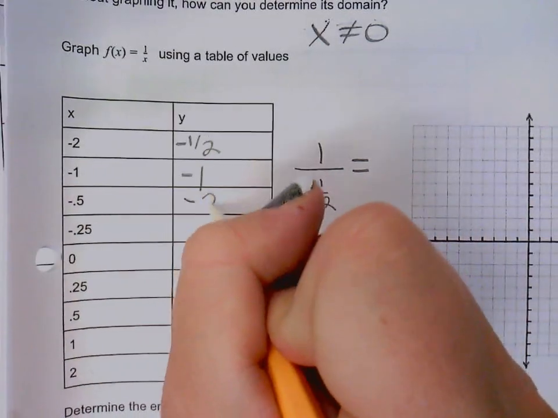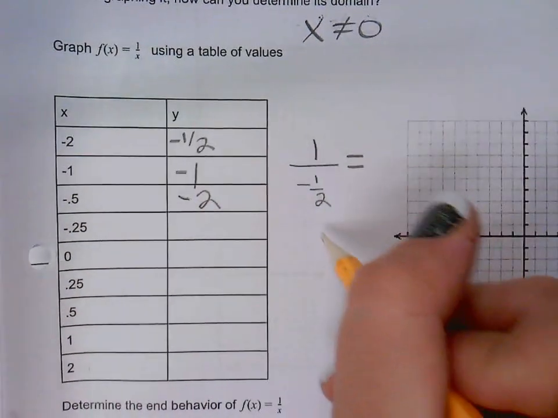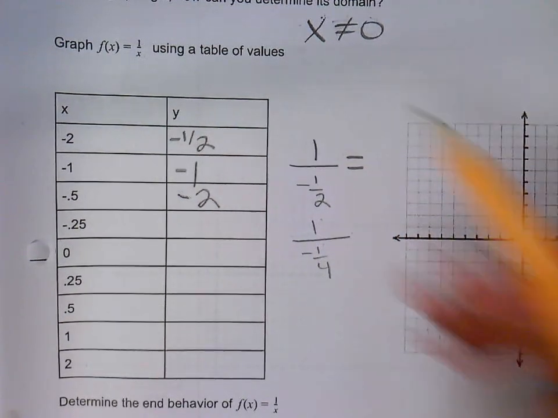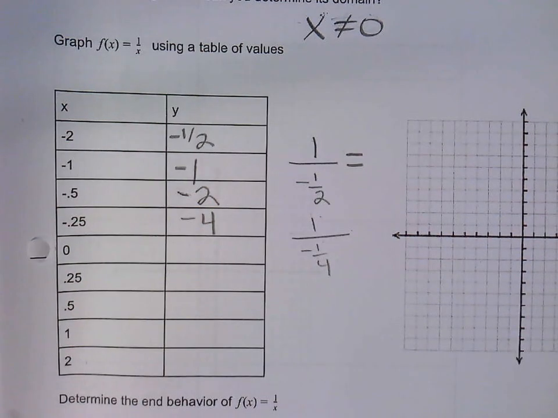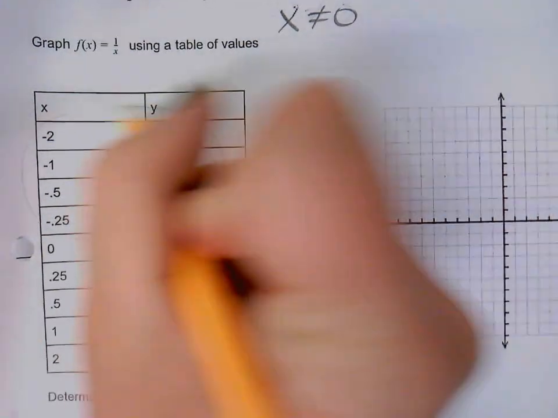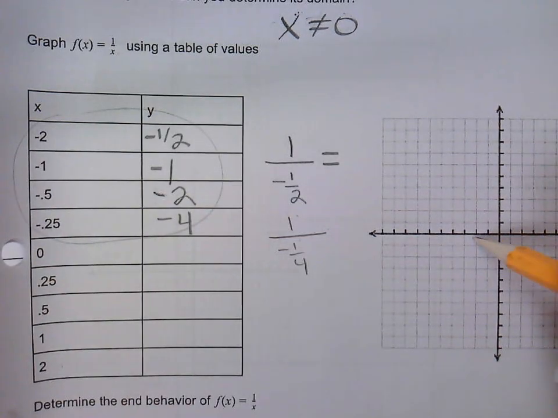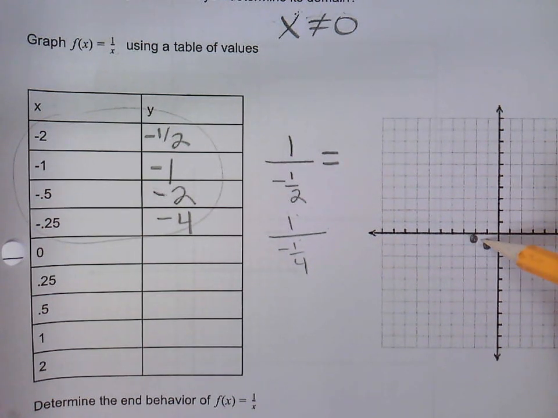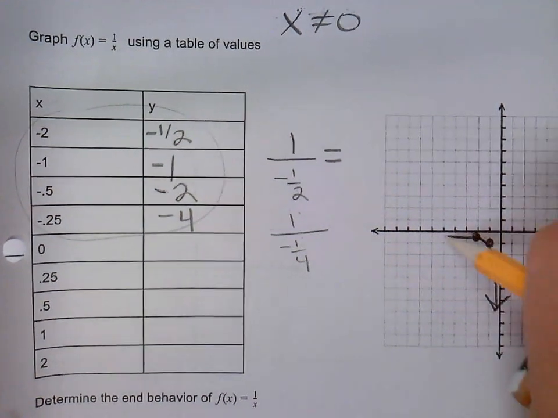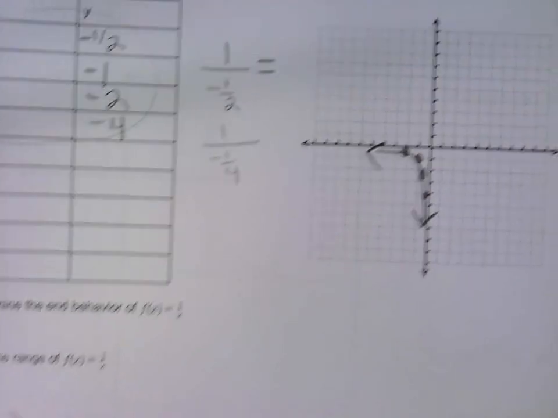So I'm at -2. What happens if I divide by -1/4? 1 divided by -1/4 is -4. So let's graph these 4 points. This is half of our graph. So -2, -1/2; -1, -1; -1/2, -2; and -1/4, -4. So it's an elbow that gets really close to the x and y axis.